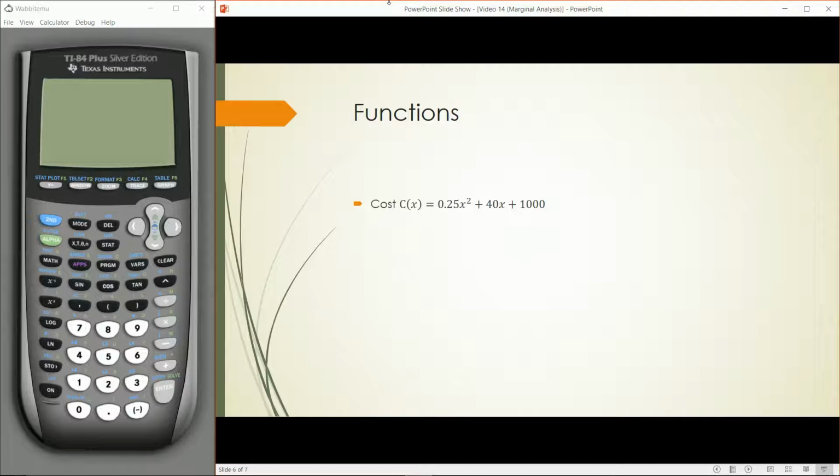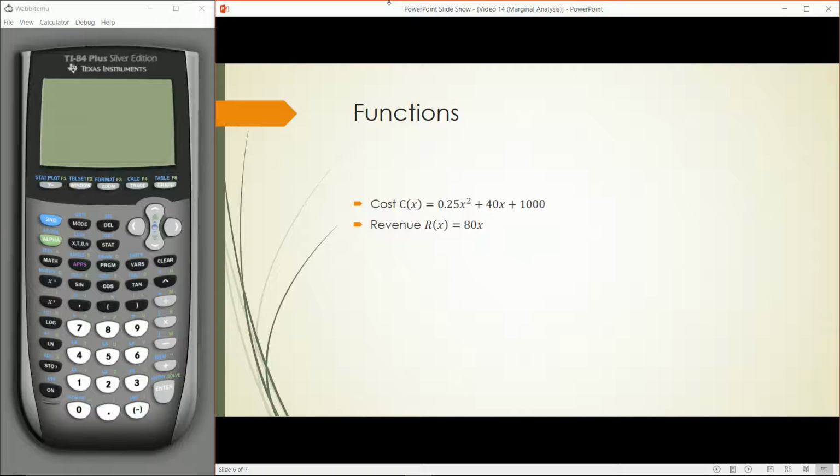Well, we have our cost function set already, so we don't have to worry about that. Revenue, well, we charge $80 per phone, therefore we get $80 times the number of phones, which is x, so we have 80x.